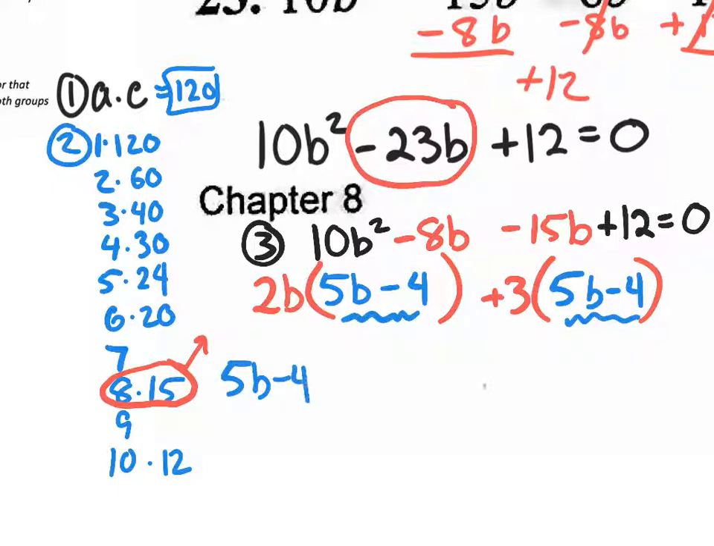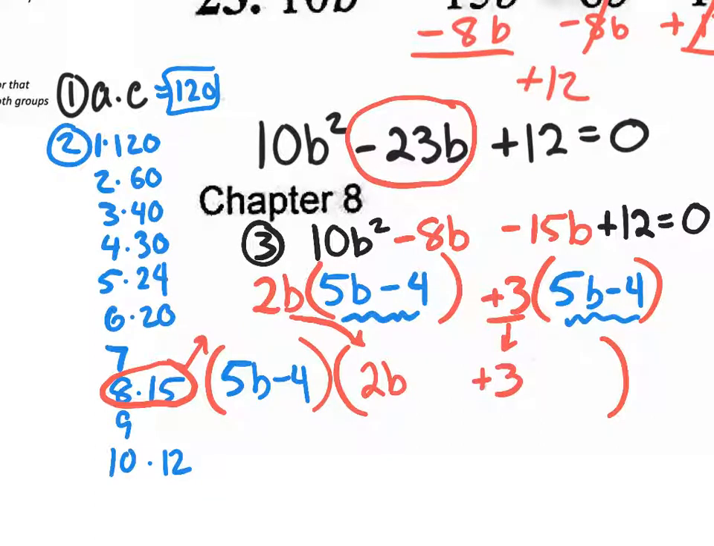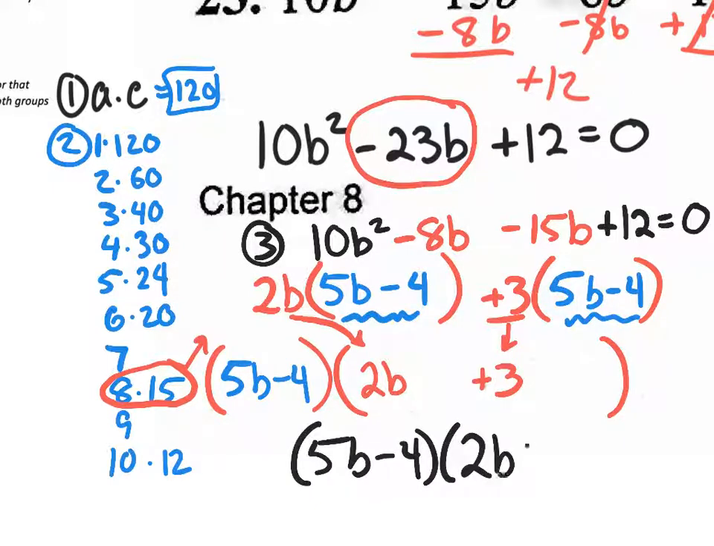5b minus 4 is going to be out here in the front. And what would be left over is simply the 2b right here. And this plus 3 is going to be right there. So there's my factored form, parenthesis 5b minus 4, parenthesis 2b plus 3. And it does equal 0. The equal 0, you just bring it down.